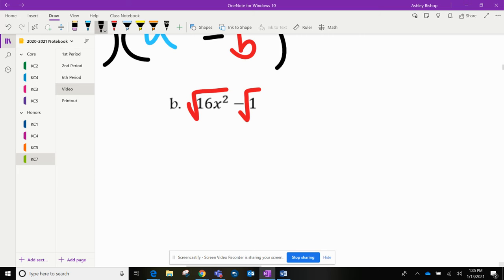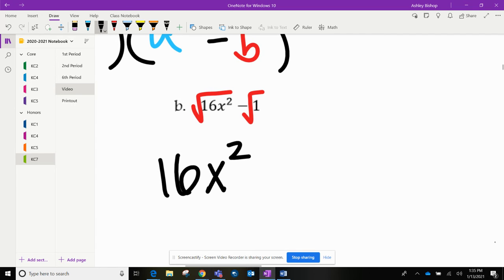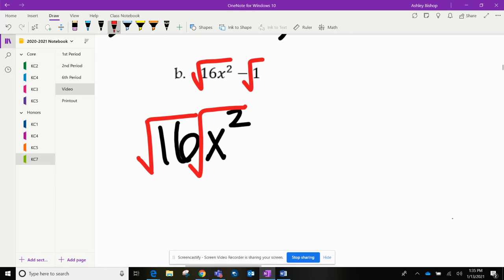The square root of 16x squared, some students get scared about for some reason. It's okay. There's two things you need to take the square root of, though. To take the square root of 16x squared, you're going to take the square root of 16 and the square root of x squared, but they're going to stay together as one term. So the square root of 16 is 4, and the square root of x squared is x. Remember, the square root of x squared is always x. Those are just going to stay together as one term, okay?